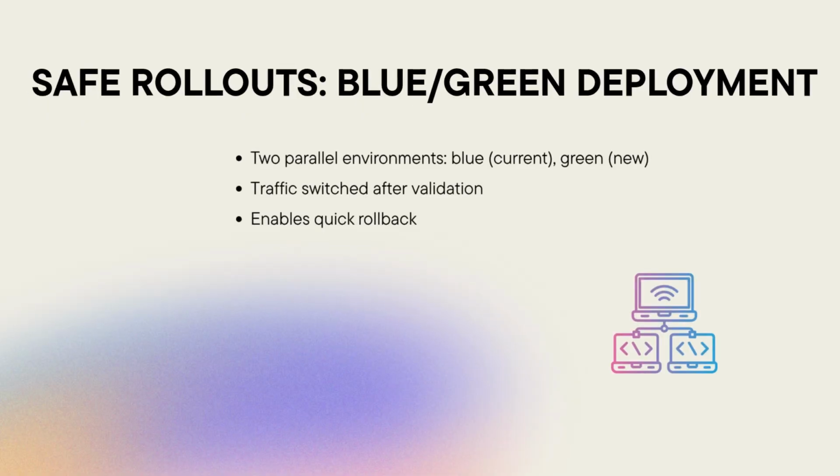Blue-green deployment. So blue-green deployment runs two parallel environments, the current version in blue and the new release in green. After the green environment is validated and tested, traffic is switched from blue to green. If problems surface, rolling back is immediate. Simply redirect traffic back to blue. This approach virtually eliminates downtime and ensures smoother transitions for mission-critical applications.